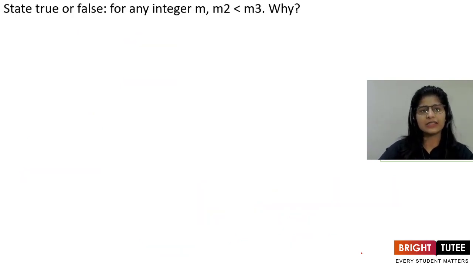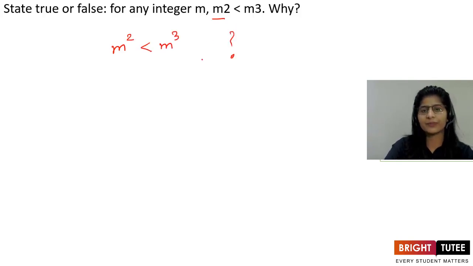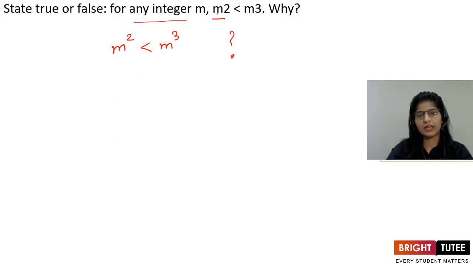Here is one question, a very interesting thing. They're asking, state true or false: for any integer m, m square is less than m to the power 3. We know that for any integer we will have m square less than m cube. They are saying for any integer, and an integer can be positive, can be negative.